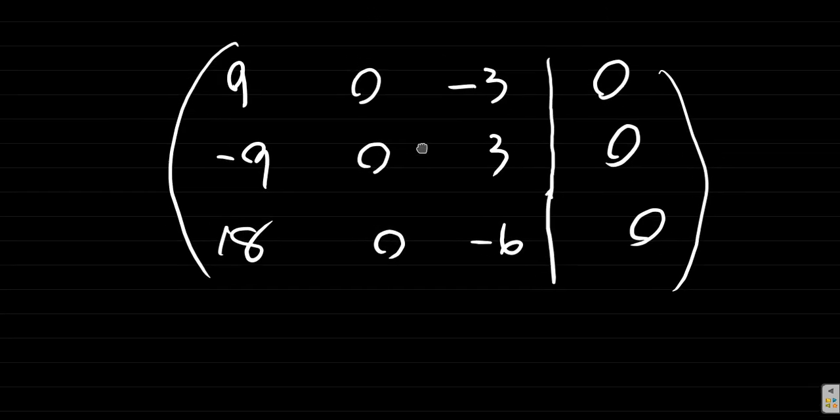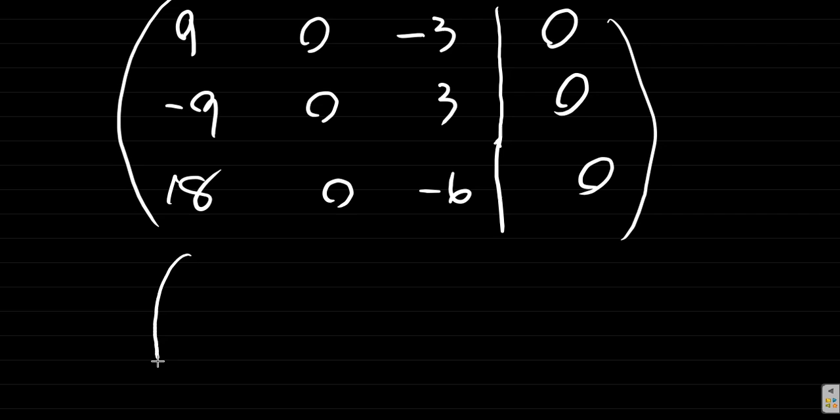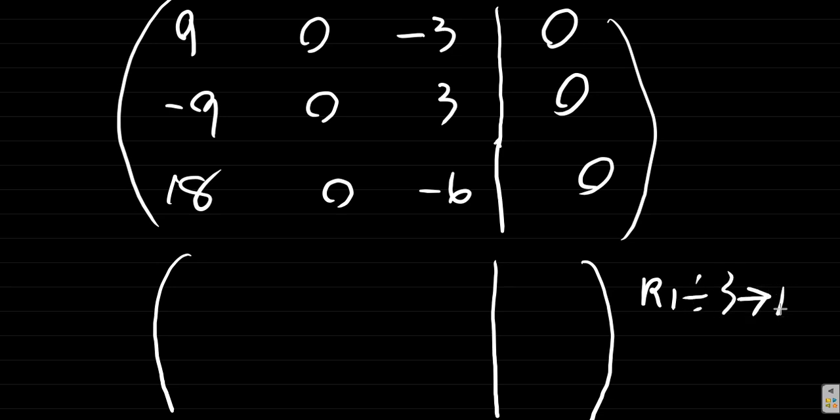So here now, we're going to solve. We want a 0 here, so we're going to change row 3 using the Gaussian elimination method. What we're going to do is this. We can get some smaller numbers. Let's change row 1 to row 1 divided by 3 gives us our new row 1.